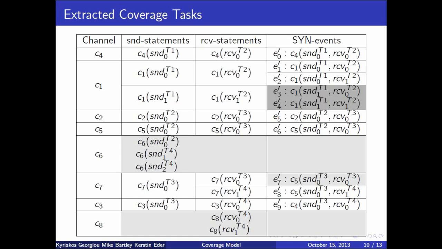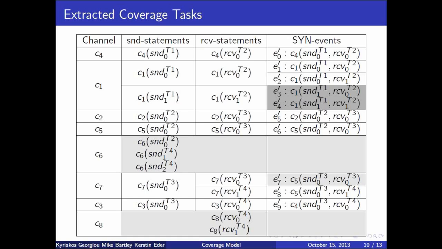So channels are the channels in the program, in the first column. Send events are the send statements on a specific channel on a thread. Receive statements are the receive statements on a specific channel and on a specific thread. And then we have the Cartesian product of the second and the third column, which creates the synchronization events.